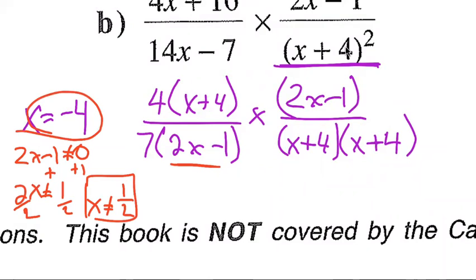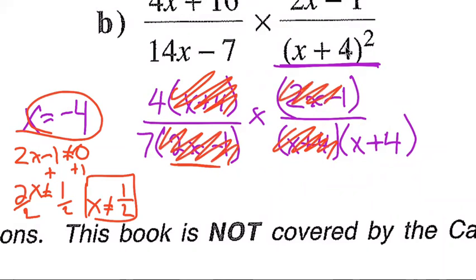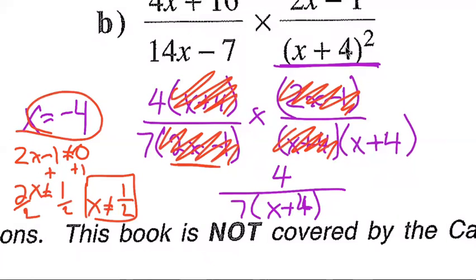Now I can do some canceling. This x plus 4, this x plus 4, this 2x minus 1, this 2x minus 1. That's going to leave me with 4 in my numerator, 7 times x plus 4 in my denominator. That would be complete.